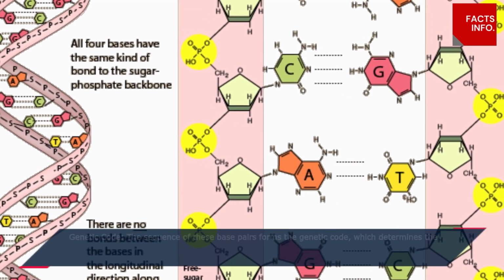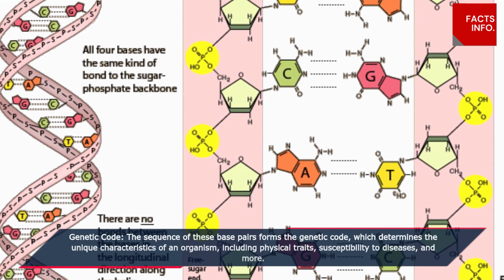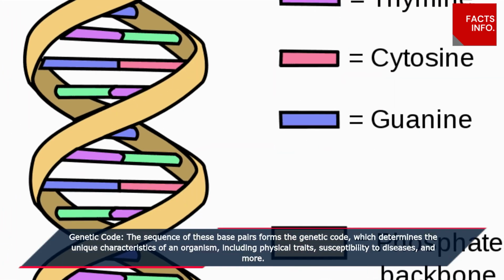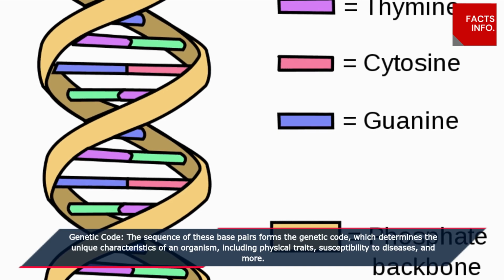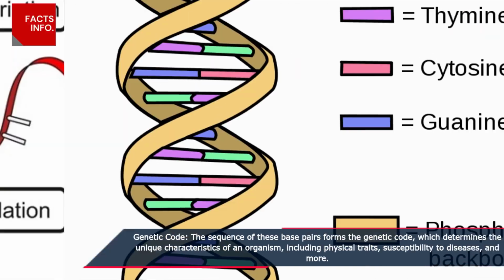Genetic code. The sequence of these base pairs forms the genetic code, which determines the unique characteristics of an organism, including physical traits, susceptibility to diseases, and more.